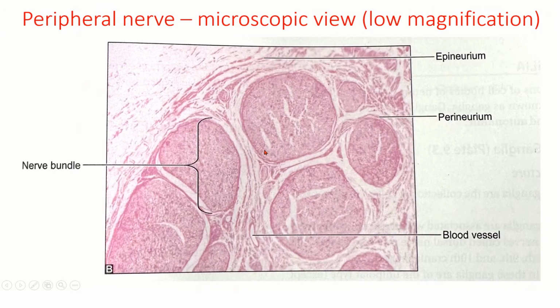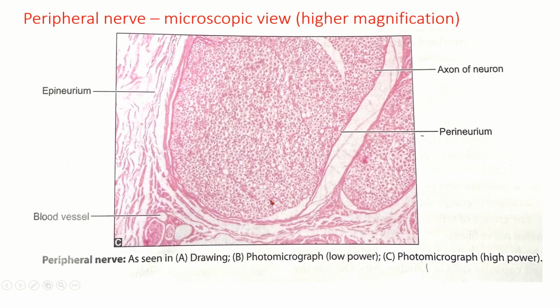Now you can see the low magnification of a peripheral nerve slide. You can see this is the epineurium. You can see each nerve bundle surrounded by the perineurium. As this is low magnification, we are unable to see the individual axons. Let us see the higher magnification. You can see here, this is the higher magnification. The pink ones are the axons, and the surrounding one is the endoneurium.